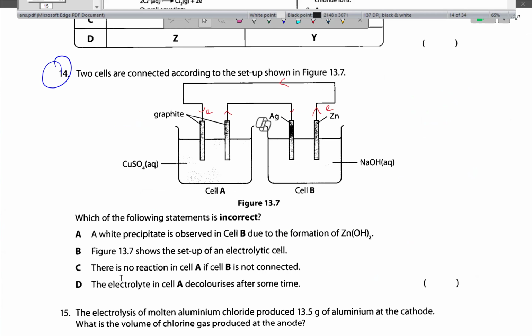Cell A, the discharge. If there's no reaction in cell A when B is not connected, of course, if not connected, there won't be any electron flow. So this is also correct. The electrolyte A decolorized after some time. This is obvious because copper is always discharged in the electrolysis setup. So it's always decolorized. So let's look at A. White PPT observed in B due to forming zinc hydroxide?